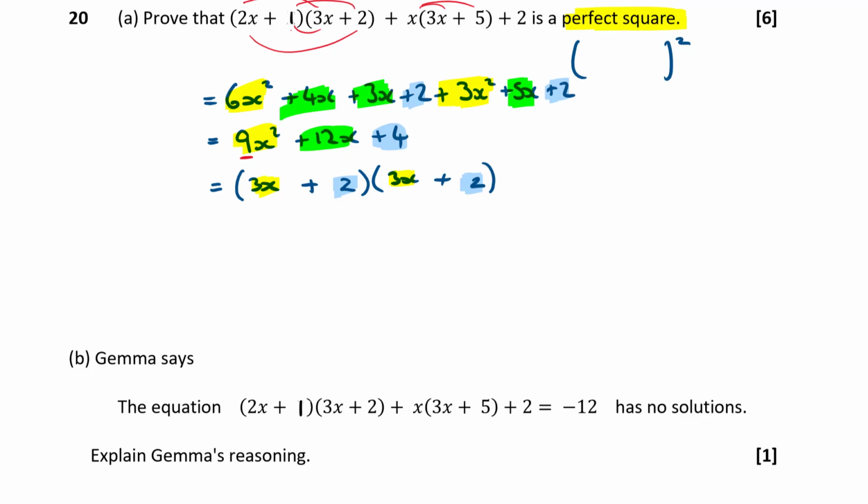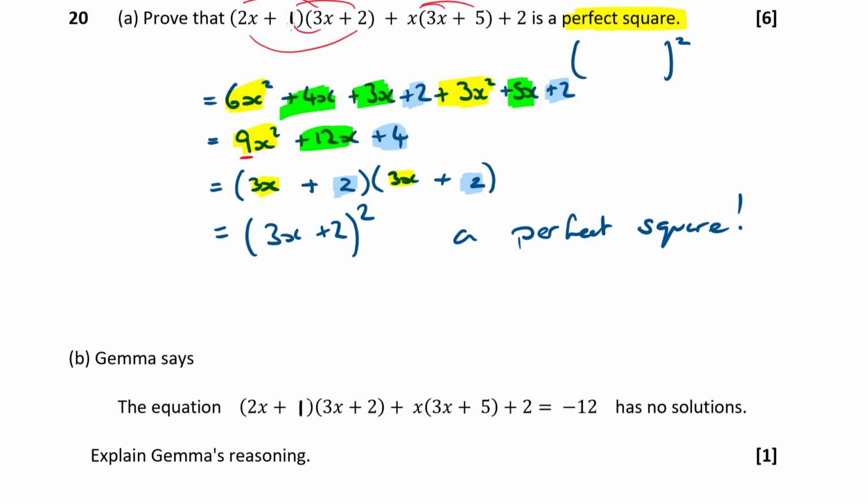Does that work? So 2 times 2 gives me 4. Does that give me 12x in the middle? 2 times 3x is 6x, 2 times 3x is 6x, 6x and 6x should add up to 12x in the middle, so that does work. Okay, so notice now then we have got two brackets which are exactly the same. So I can rewrite this as 3x plus 2 all squared, which is a perfect square. We did it.